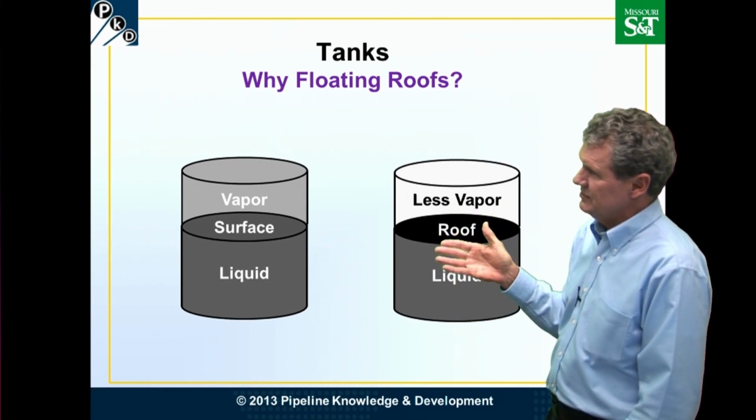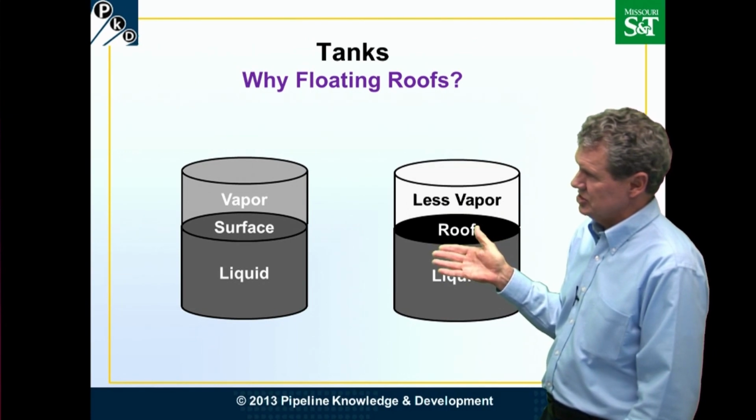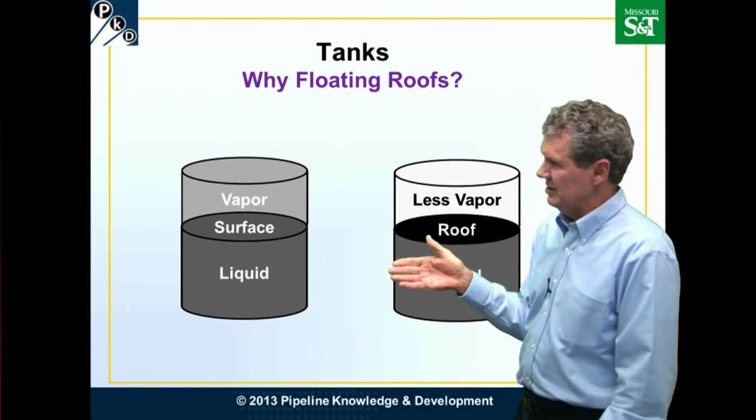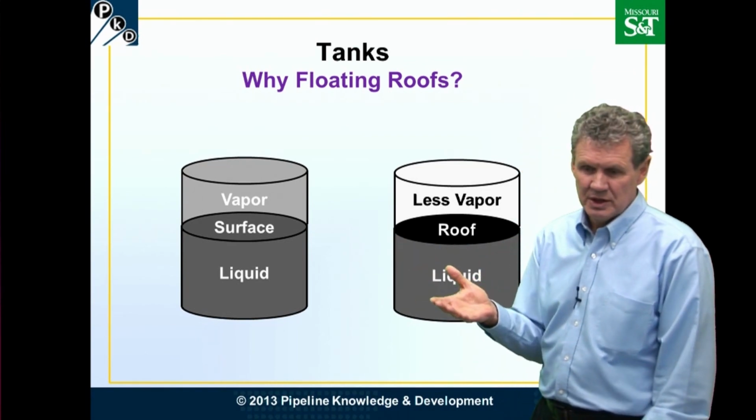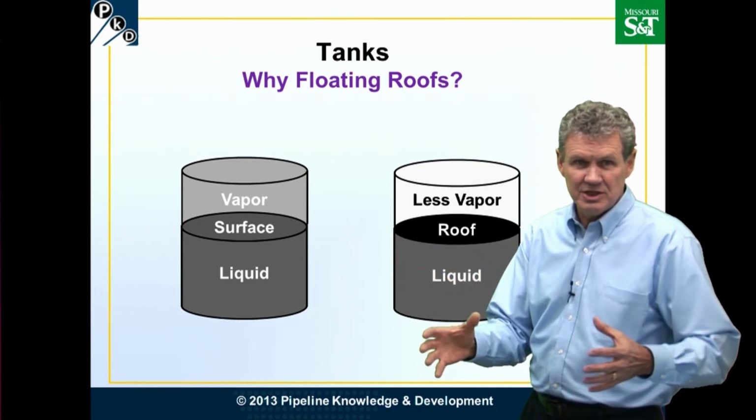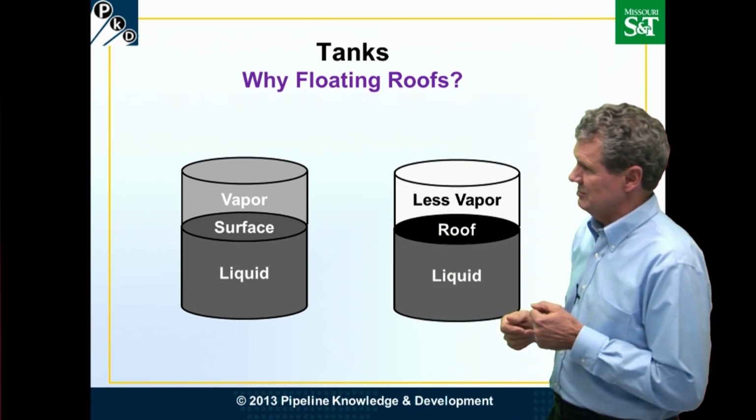So if you look at the left, it shows you if we had a tank, just a standard steel tank with liquid in it, then we'd have a surface, and on the top would be vapor. So the materials, the gasoline, diesel, crude oil, would vaporize and come to the surface.